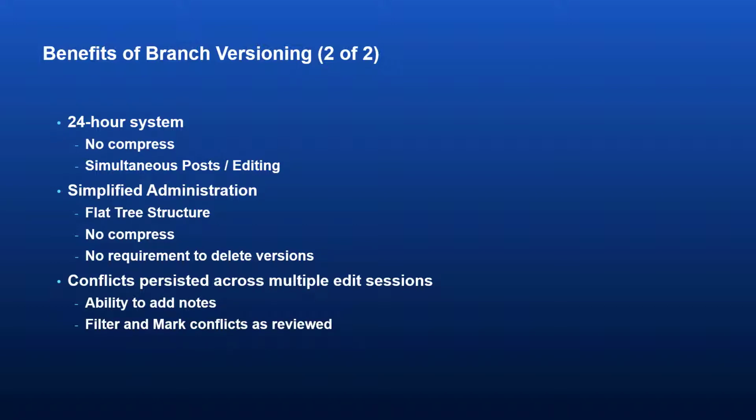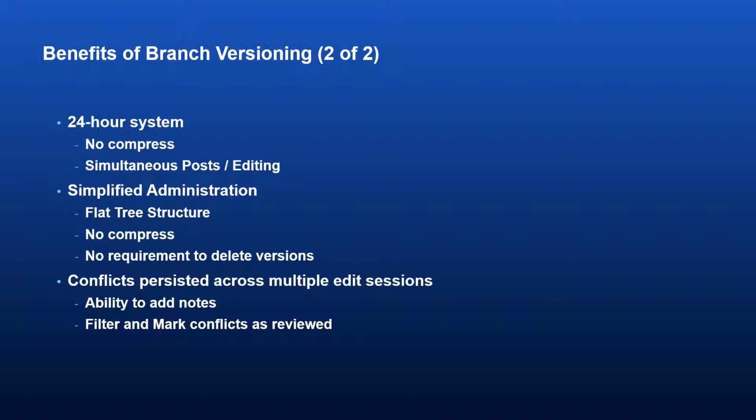Branch versioning promotes simpler administration. It uses a flat tree structure which avoids pinning any states and makes it easier to manage your versions. Because of the new design, compressing the database, like we just mentioned, is no longer required. Therefore, that is a task that the geodatabase administrator no longer needs to complete. This also avoids the requirement to delete versions after they are posted, a common best practice used for traditional versioning to again avoid pinning states.